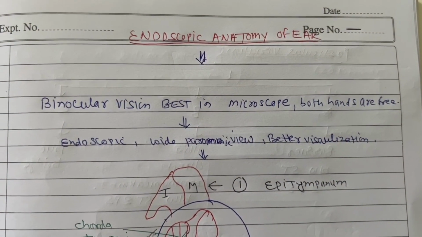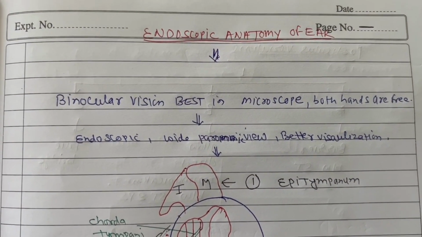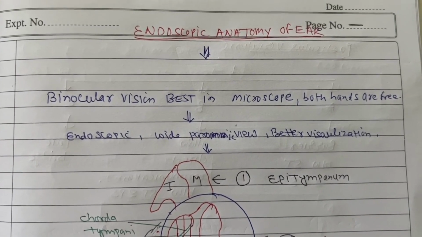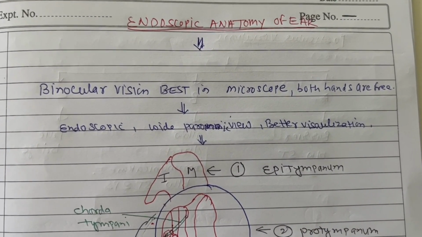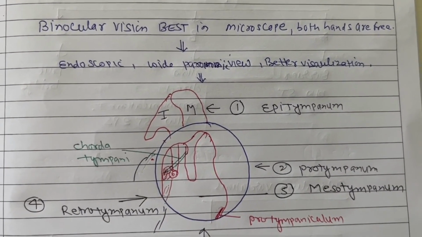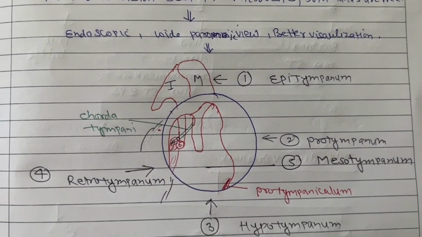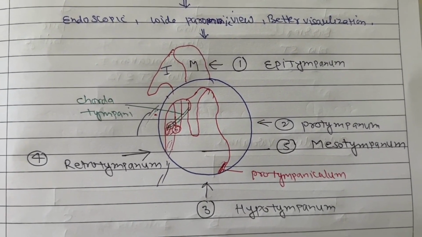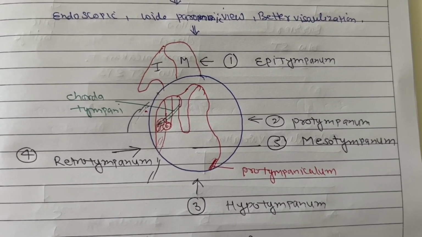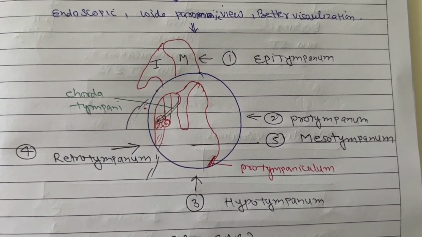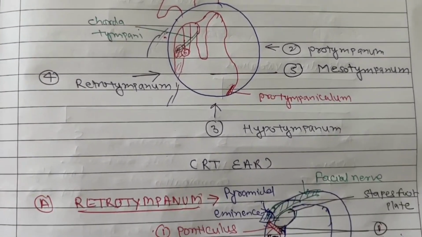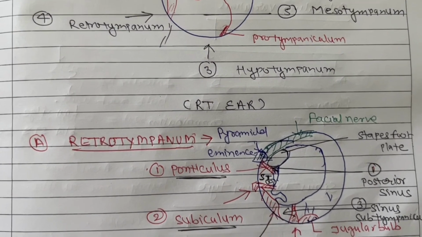Hi guys, this is endoscopic anatomy of the ear. Binocular vision is best in the microscope, but both hands are free. Endoscopy has a wide and panoramic view, which gives better visualization. As you can see, endoscopically the middle ear is divided into five parts: epitympanum, protympanum, mesotympanum, retrotympanum, and hypotympanum. These five areas are very important to know each and every structure of the middle ear.